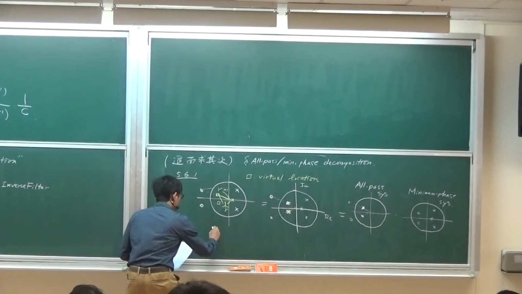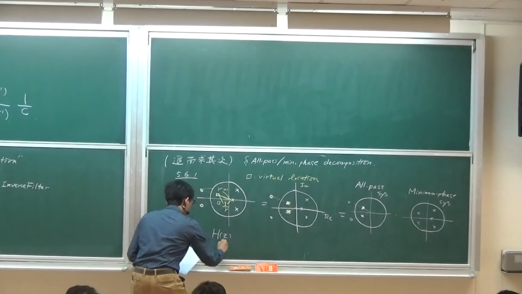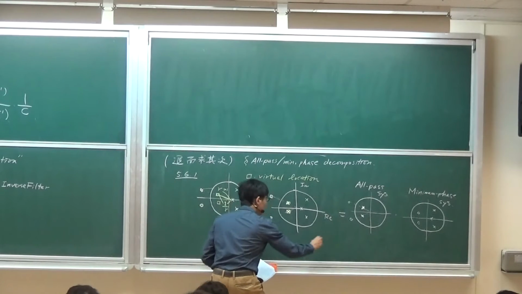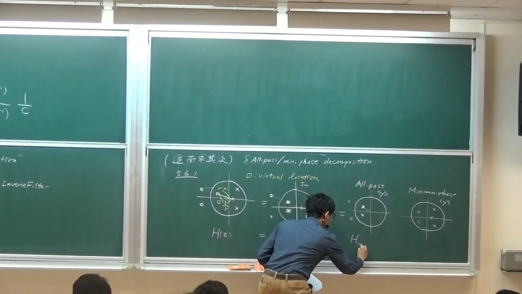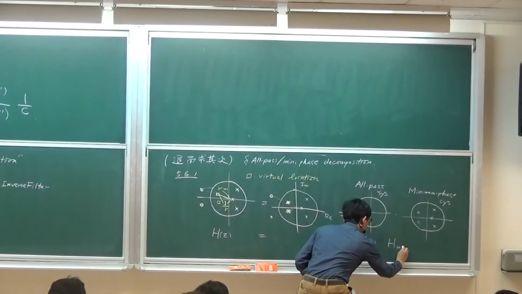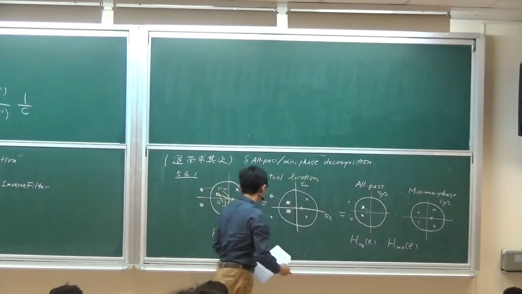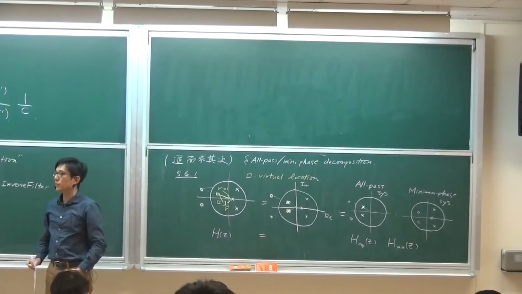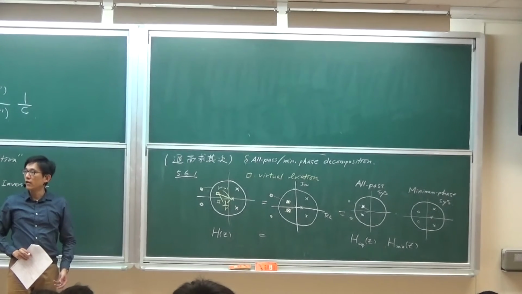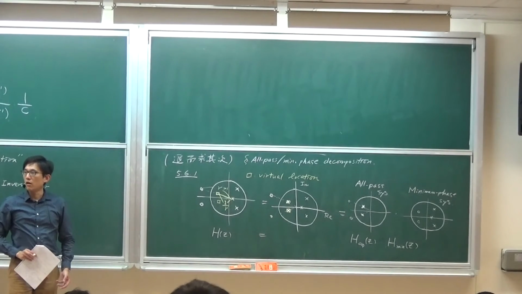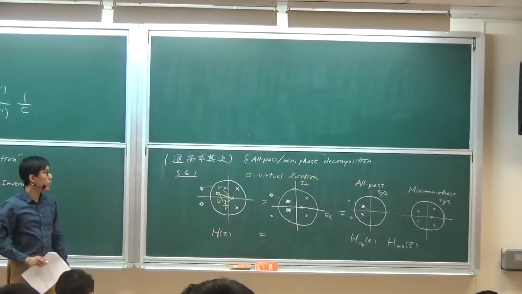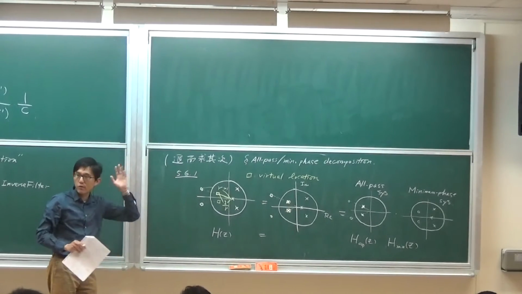So, a bit of notation. If this is our H of z, then we say H of z is equal to H all-pass of z times H minimum phase of z. And it's always doable. This factorization is always doable for any causal stable system, not necessarily minimum phase. For any causal and stable system, you can always perform this decomposition.